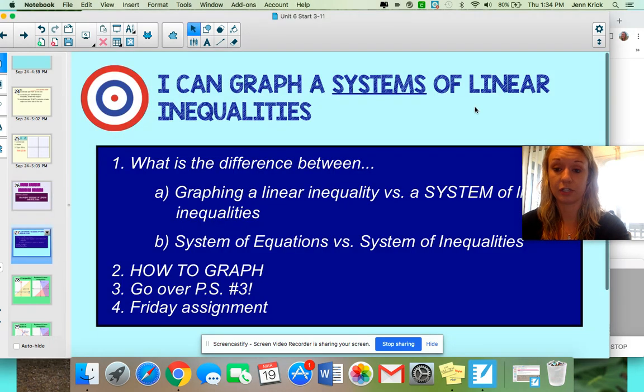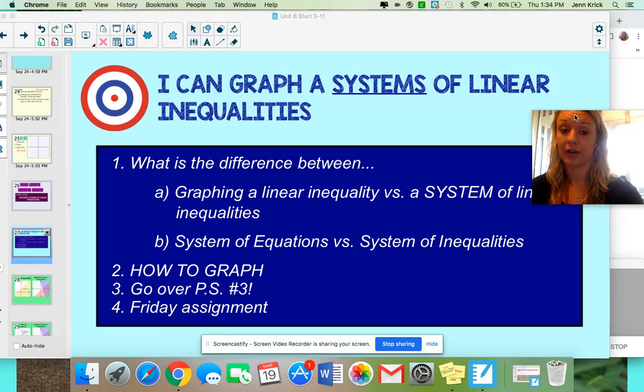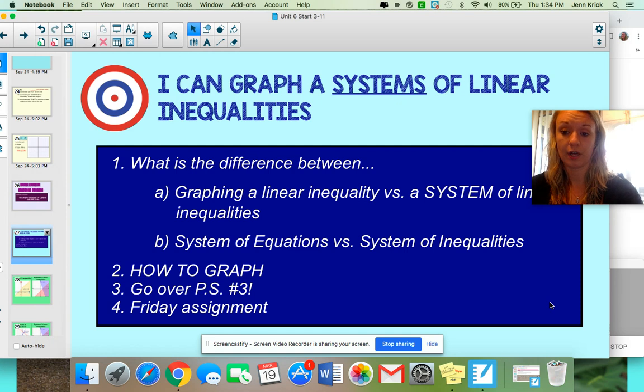Okay, so Friday agenda. Your goal is to be able to graph a system of inequalities. We're really quickly going to talk about the difference between a single linear inequality and a system, and the difference between a system of equations and a system of inequalities. I'm going to show you how to graph, talk about problem solving number 3, go through both of them, and then talk about your Friday assignment, and then you guys have the weekend. So here we go.